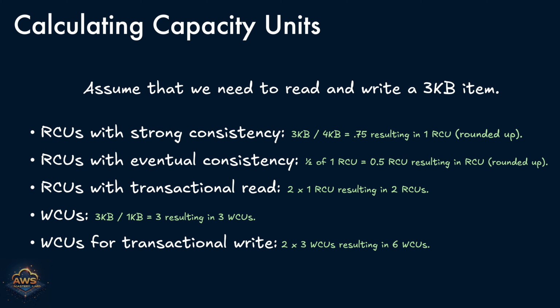for an eventually consistent read, 2 RCUs for a transactional read, 3 WCUs for a standard write, and 6 WCUs for a transactional write. Understanding these calculations is critical for optimizing your DynamoDB cost and performance. It helps you estimate usage accurately and avoid unnecessary throttling or over-provisioning.